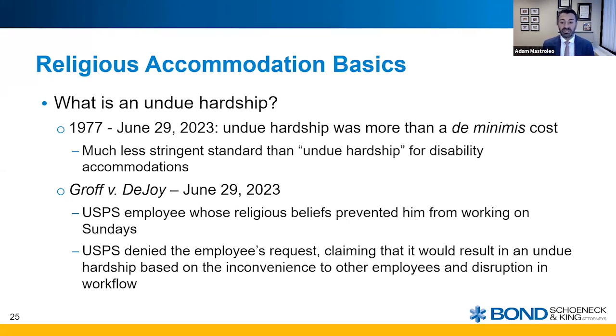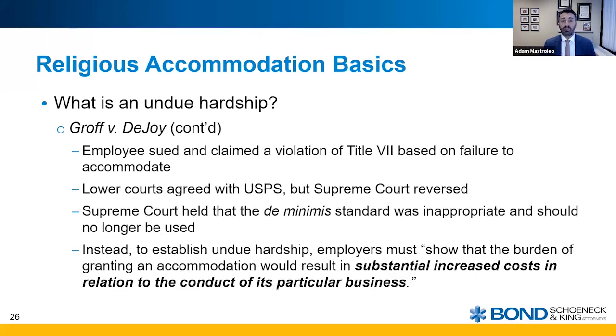They claimed that it would result in an undue hardship based upon the inconvenience to other employees and the disruption in the workflow. The employee brought a suit, filed a claim, said, "You, my employer, you're discriminating against me based upon Title VII, Civil Rights Act, 1964." The lower courts, following the established law since 1977, agreed with the Postal Service and said, yeah, this is undue hardship. The bar is very low. You only have to show it's more than a de minimis burden. And so we're going to grant the Postal Service's motion to dismiss the case.